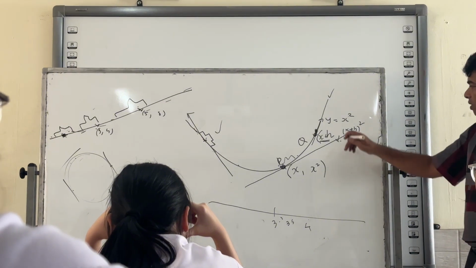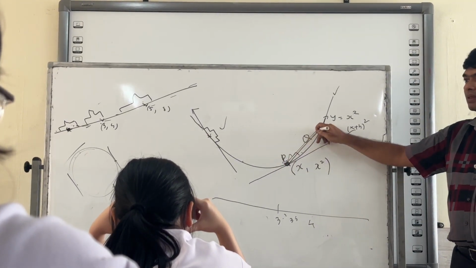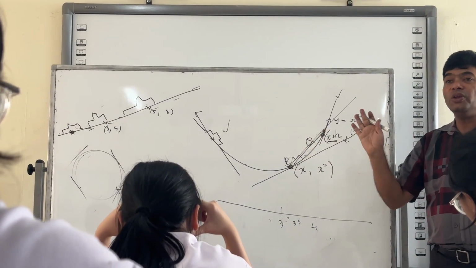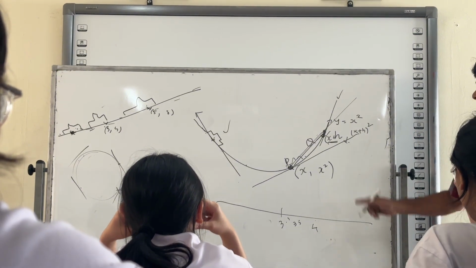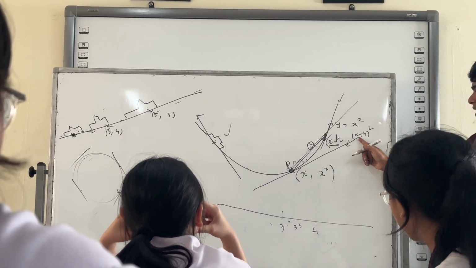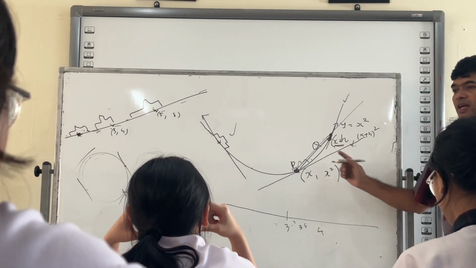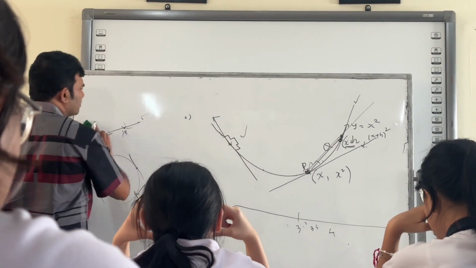Yes. So join this P and Q. Join P and Q. Is it a tangent? Is this PQ a tangent? No. But can you find the gradient? How will you find the gradient? y2 minus y1 divided by x2 minus x1. Understanding or not? So tell me how to find out the gradient?